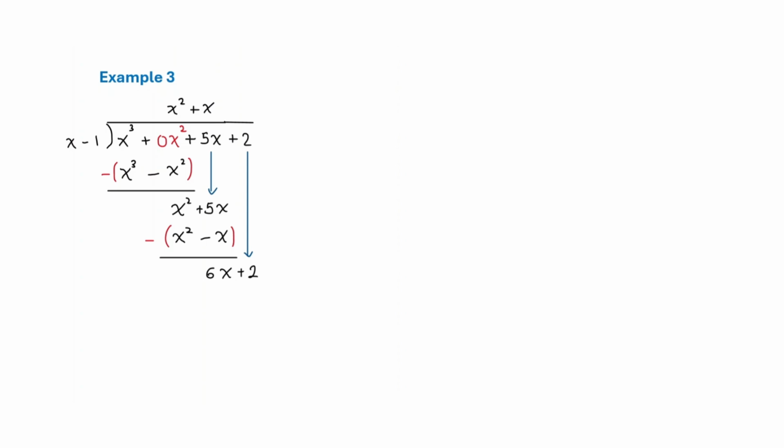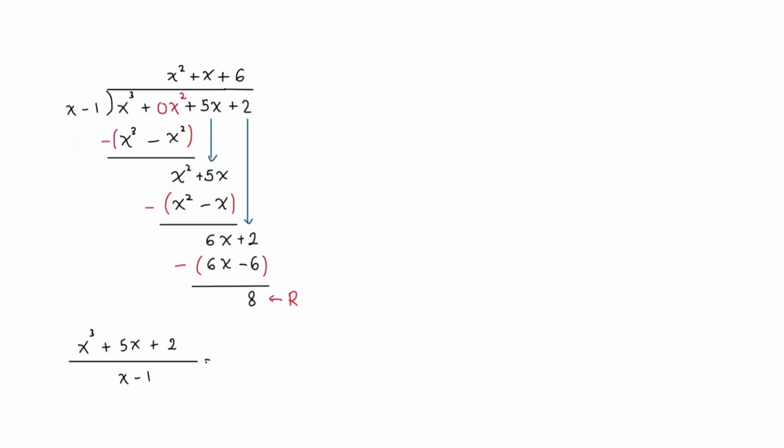Now we divide. 6x divided by x is 6. So we write plus 6 at the top. We multiply 6 by the divisor. 6 multiplied by x is 6x. 6 multiplied by negative 1 is negative 6, so we write 6x minus 6. Next, we subtract. 6x minus 6x is 0. 2 minus negative 6 is 8. So we have a remainder of 8.